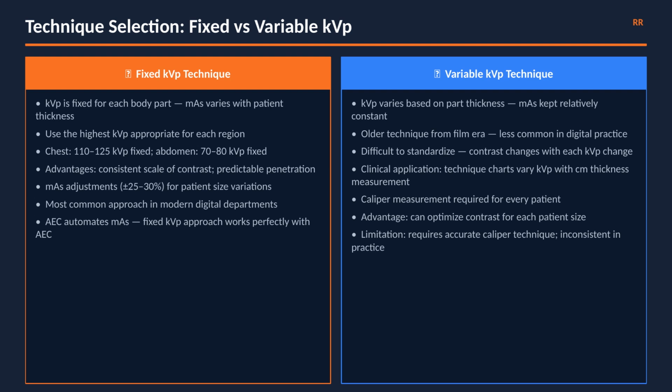It is difficult to standardize. Contrast changes with every kVp change. It is less common in digital practice, a film-era approach largely replaced by fixed high kVp technique combined with AEC.